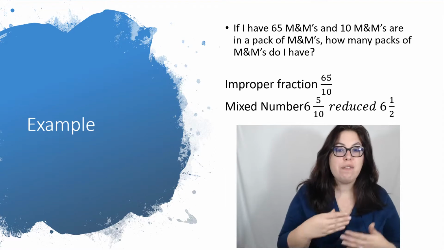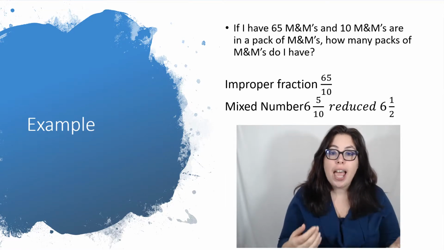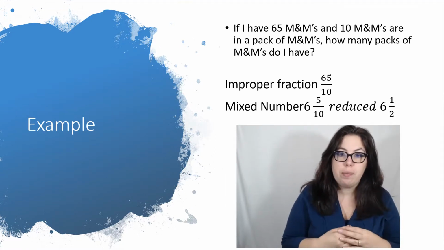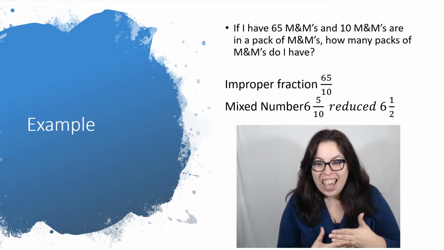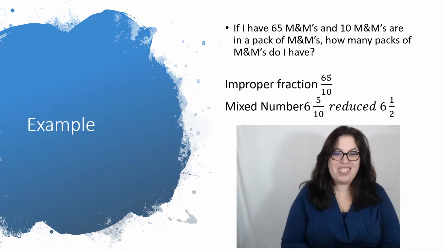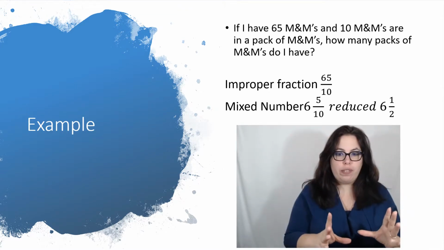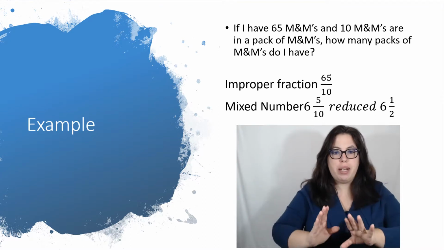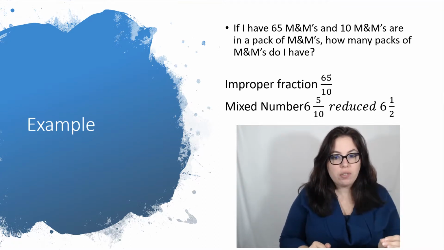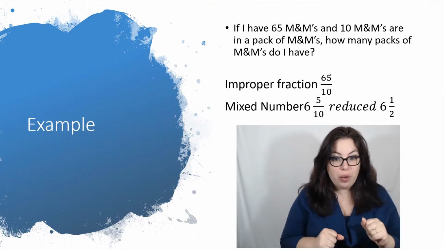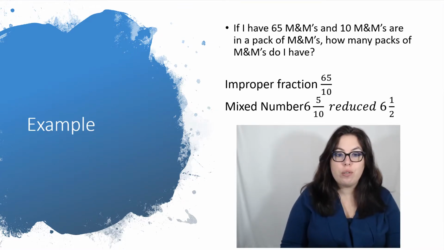All right, so let's do an example. If I have 65 M&Ms and 10 M&Ms are in a pack of M&Ms, how many packs of M&Ms do I have? Say that 5 times fast. Okay, so as an improper fraction, I put all of the part that I have. I have 65 total M&Ms, and that is over what makes 1. What makes 1 pack of M&Ms is 10 of them. So that's 65 over 10.